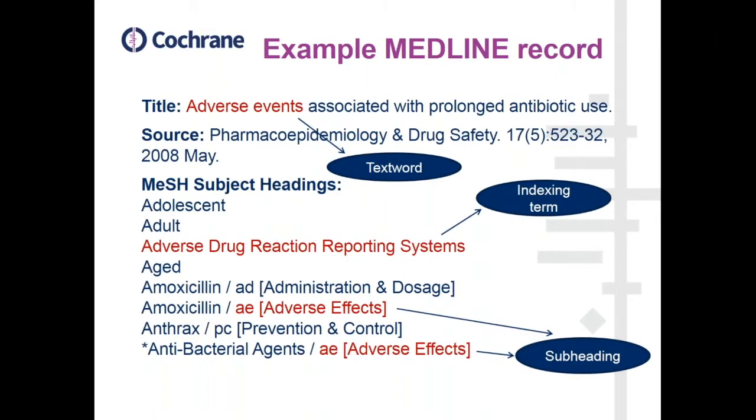So if we look at more detail, this is a MEDLINE record. So here we have adverse events as our text words because it's in the title. We have an indexing term, again, which is relevant to adverse effects, which is adverse drug reaction reporting systems. And we have subheadings that are relevant, namely adverse effects, which actually occurs more than once in the record. So there's lots of different ways that we can retrieve this MEDLINE record.